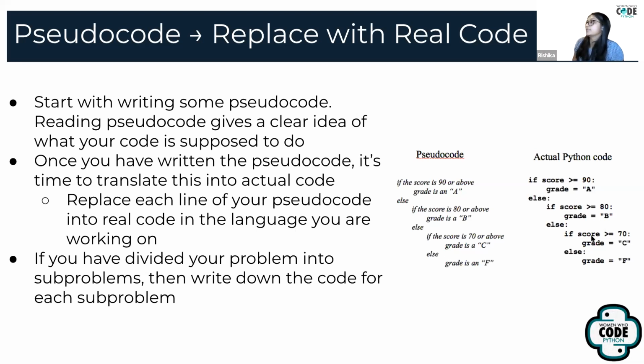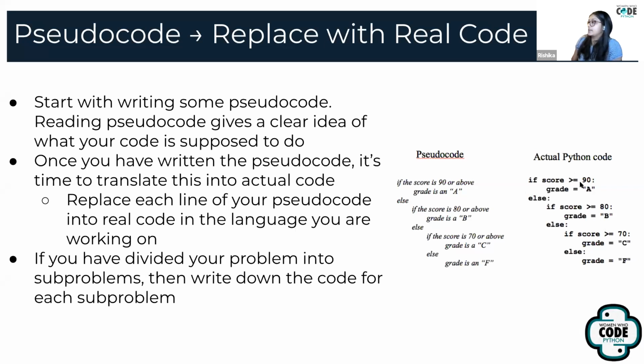So here's a simple example of what pseudocode and actual Python code look like. Say we're trying to assign letter grades depending on an exam's numerical score. So if the score is 90 or above, grade is an A. Here they're using if and else. What they're doing is basically, with different conditions, you want to assign a different letter grade depending upon the numerical score of the exam.